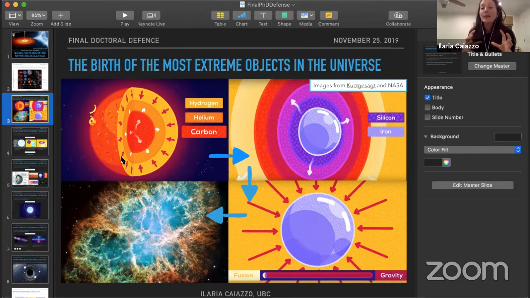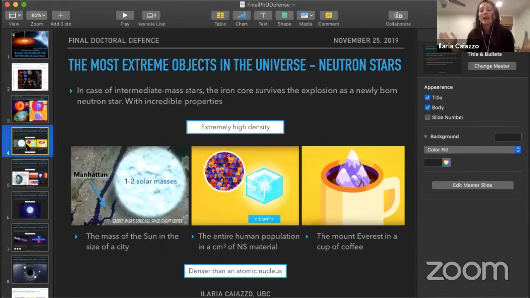It's that iron core in the center of the star that remains after all the rest of the star is expelled in this beautiful event called a supernova. And being born in such an incredible event, neutron stars are extreme objects. Here you can see the real size of a neutron star. You have Manhattan here, and this neutron star is just about the size of a city. It's about 10 kilometers in radius, so very tiny. But inside, it has the entire mass that the sun has. If you take a 1 centimeter cube, like a sugar cube, of neutron star matter, you could squeeze the entire human population into it. So it's very, very dense. Here you can see Mount Everest: you could fit it into a cup of coffee of neutron star matter.